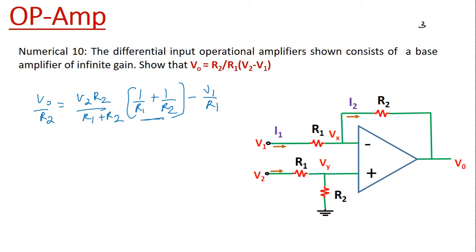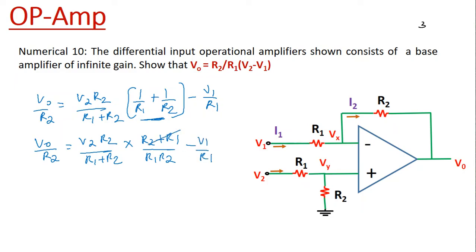So we find the LCM. We get VO upon R2 is equal to V2 R2 divided by R1 plus R2, into R2 plus R1 divided by R1 R2, minus V1 upon R1. The R2 plus R1 and R1 plus R2 cancel out, R2 also cancels out, and we get V2 upon R1. So VO upon R2 is equal to V2 upon R1 minus V1 upon R1.